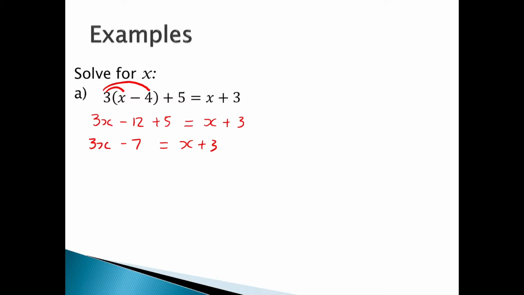sides that they belong. So I'm going to keep the 3x where it is. Then I'm going to move this positive x over, and when I move that positive x over, it becomes a negative x because of the inverse operations, equal to, I'm going to have my positive 3 where it is, and then when I move this negative 7 over, it's going to become a positive 7.